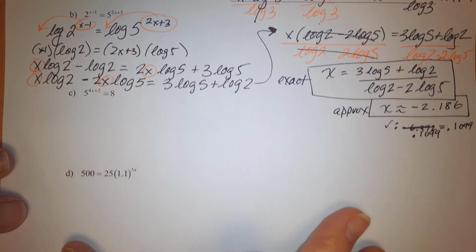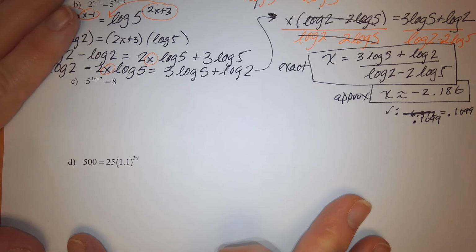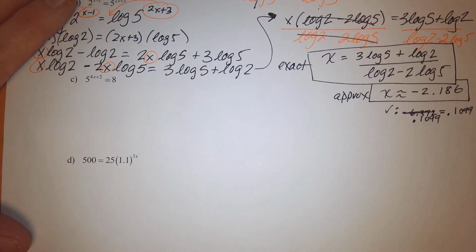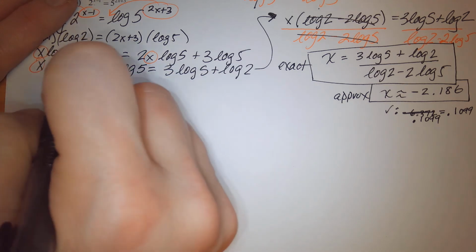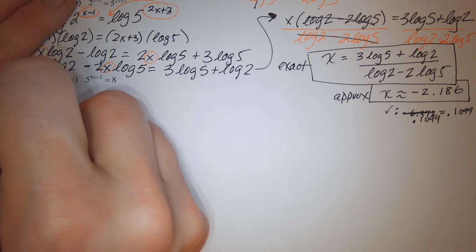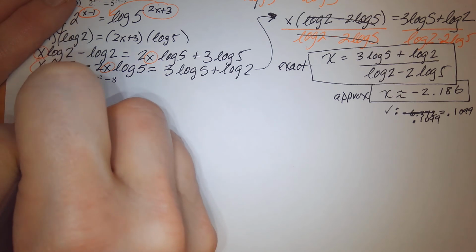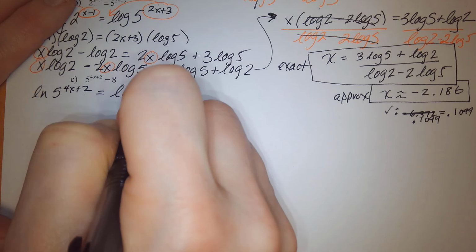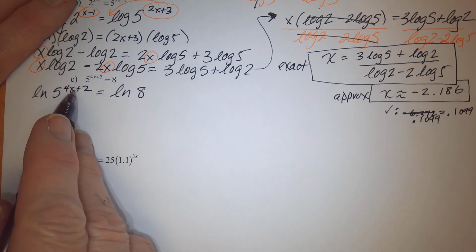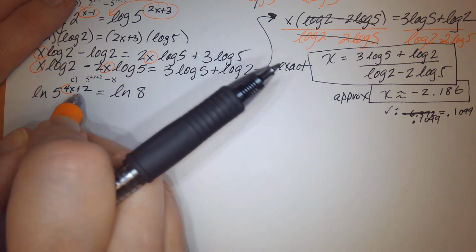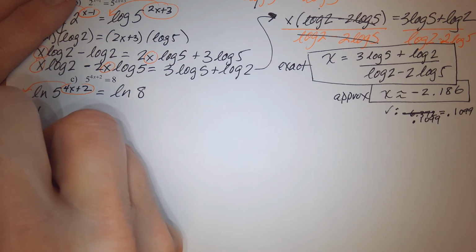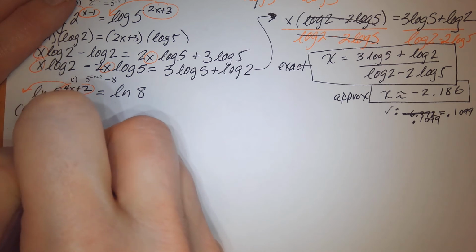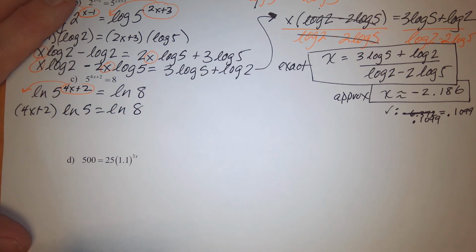All right, let's try 2 more problems. Do it the same way we did the last few. We're going to take the log of both sides. And it doesn't matter if you take the common log or the natural log. So for example, if I wanted to solve this with a natural log, I could. I could do natural log of 5 to the 4x plus 2 equals natural log of 8. So when I take that exponent down in front, this becomes (4x plus 2) natural log 5 equals natural log 8.